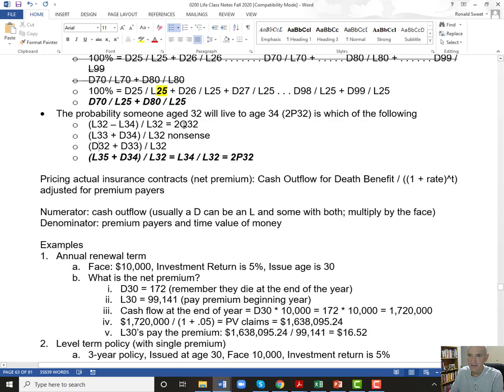In fact, that's essentially the exact same as this first one. This one, that is the exact same. L32 minus L34 is the same thing as D32 plus D33. So that's exactly the same.